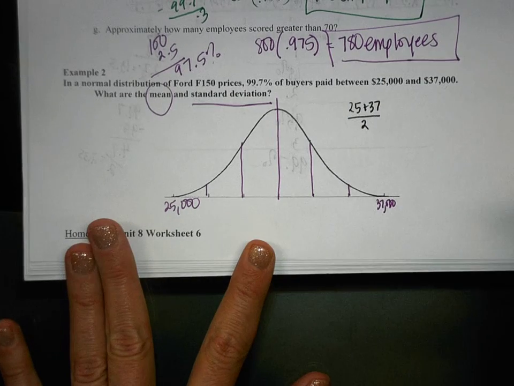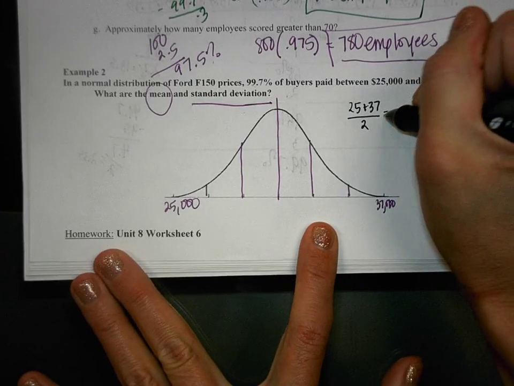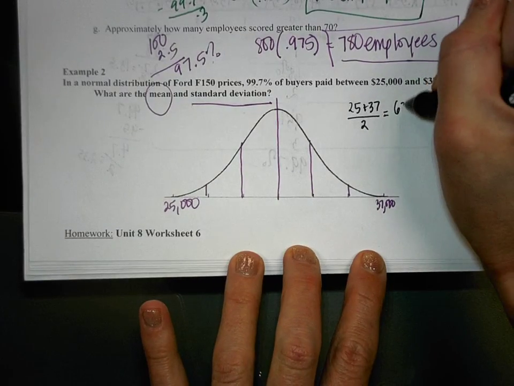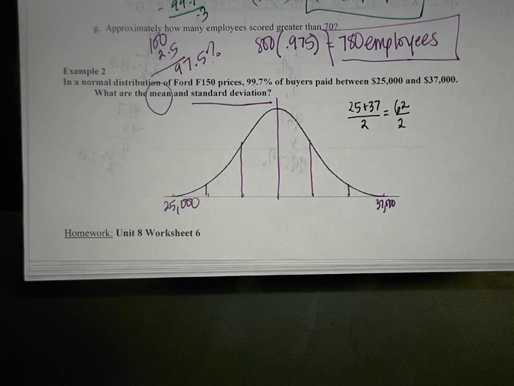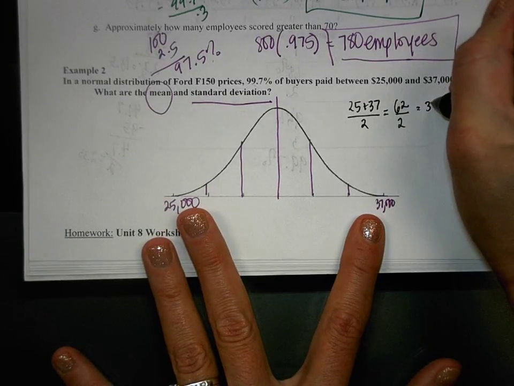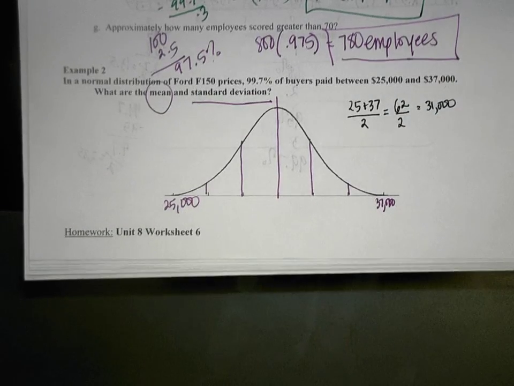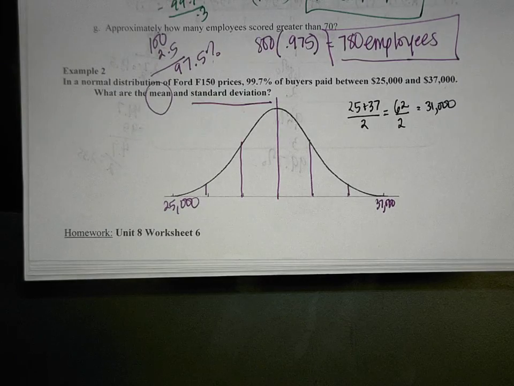So 25 plus 37 is how much? 62, and we divide that by 2, and what do we get? 31,000, okay? Would everybody agree with that? Okay, that is one way. Another way. Anyone have an idea? There's another way. This way's good though, totally good.